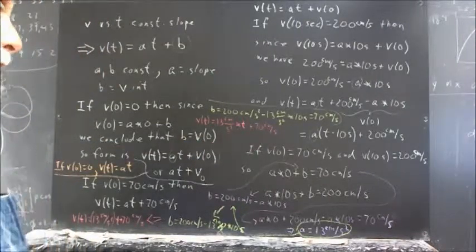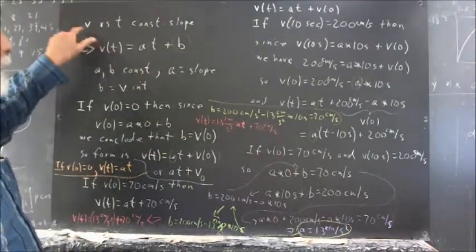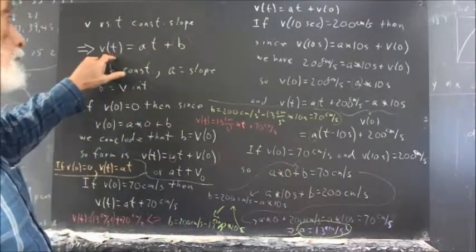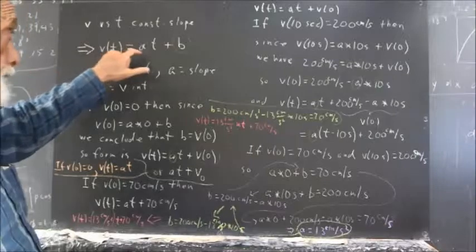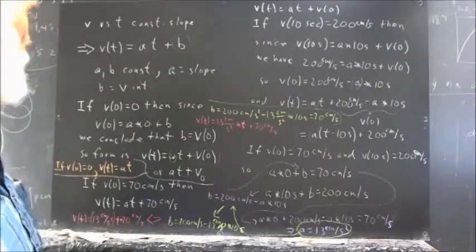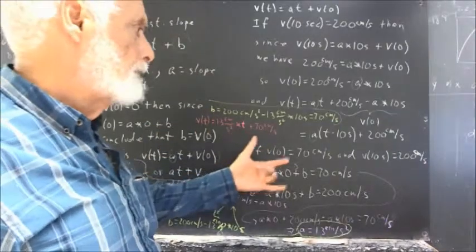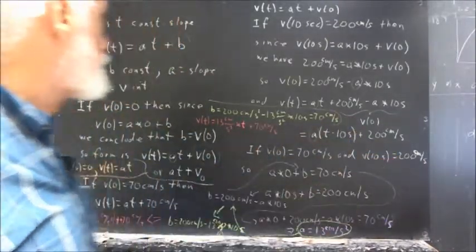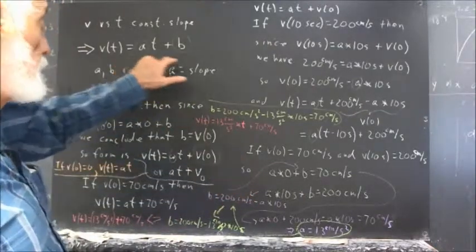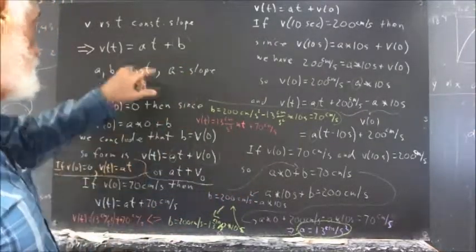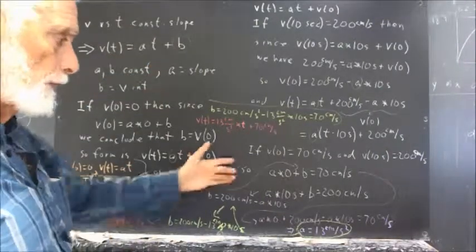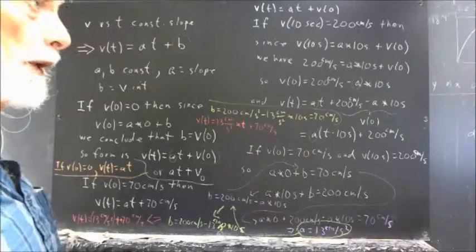Again, the main idea here is that if we know that v versus t is linear, we know that the v function, the velocity function, has to be of the form at plus b. And if we know the velocity at two different times, for example, we can write two simultaneous equations to evaluate the parameters a and b and solve those two simultaneous equations by whatever method.